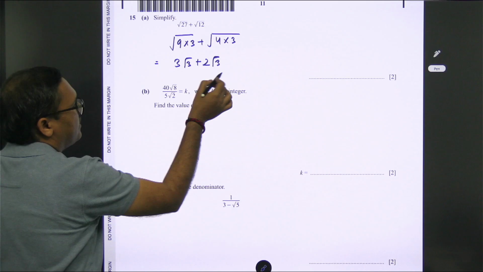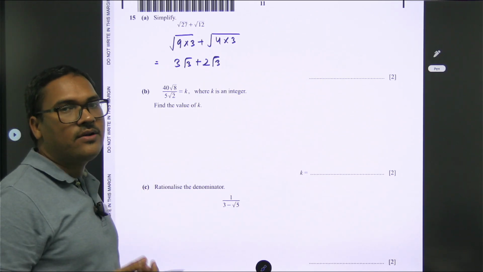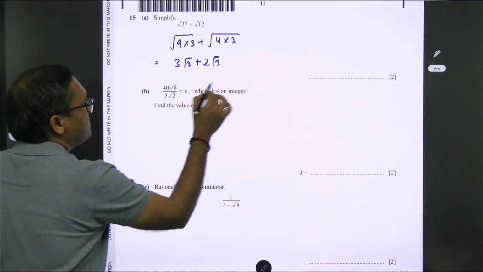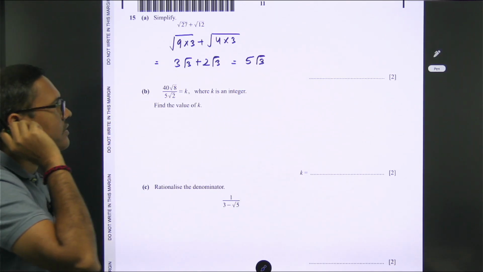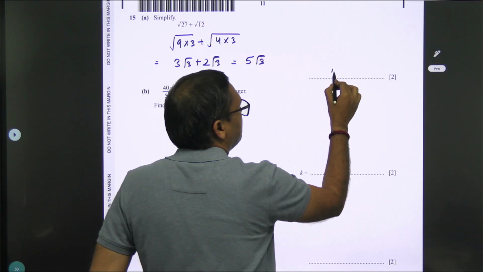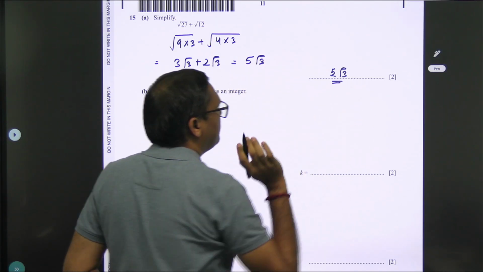So what is this? Now these are two like terms you can say because they are on the same root 3. So what is this? This is equal to 5 root 3. 2 plus 3, that is 5. 5 root 3. So what is the answer? 5 root 3 is the answer for this.